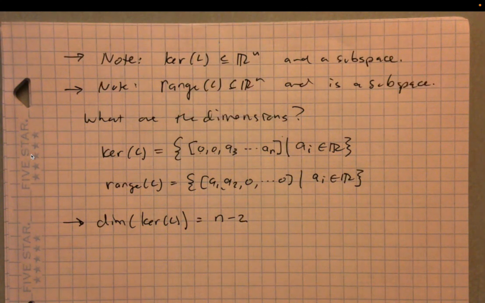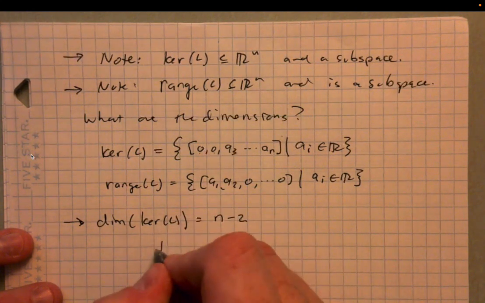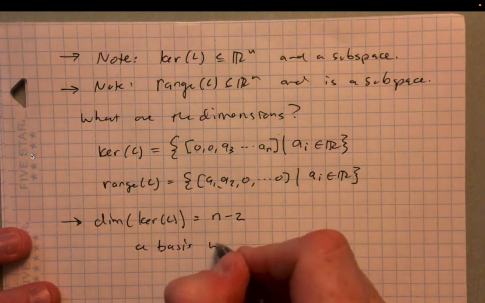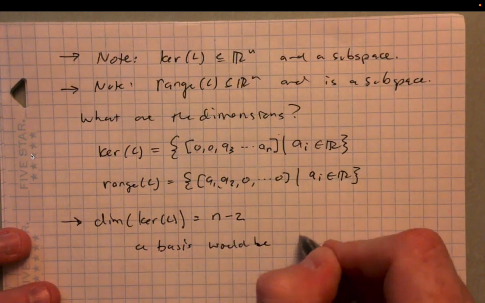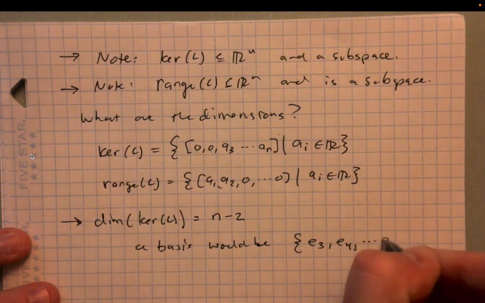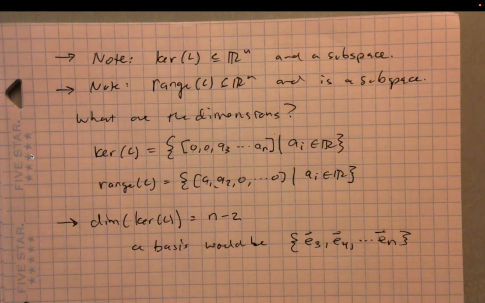And we can easily see this. A basis for this would be just the standard basis vectors, E3, E4, ..., En. That's obviously going to be n minus 2. It's going to have size n minus 2.